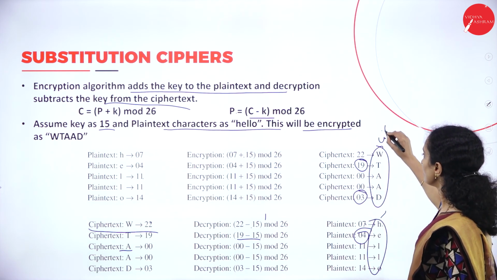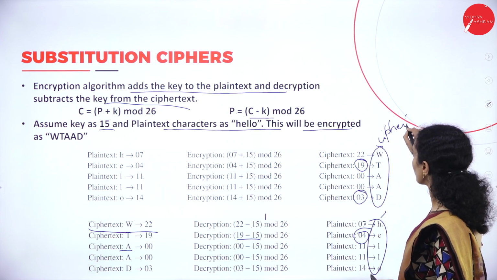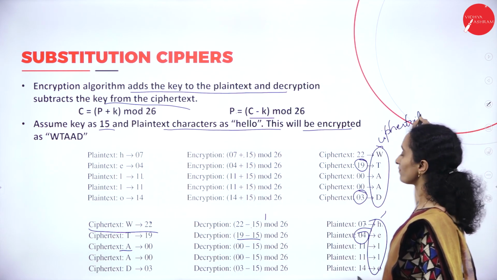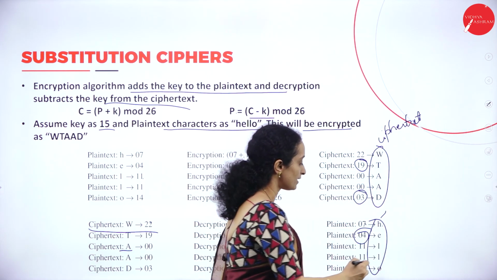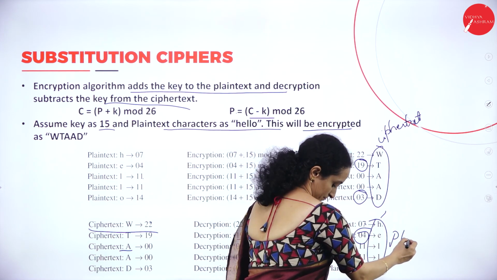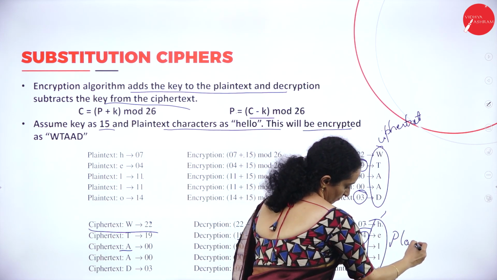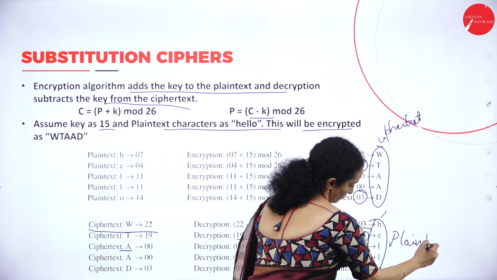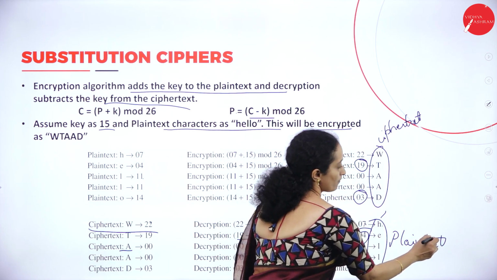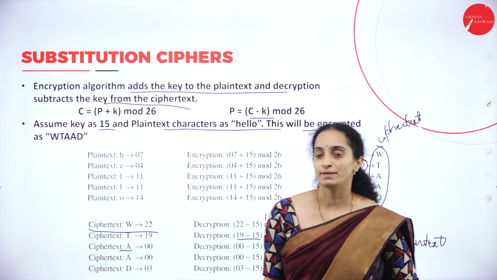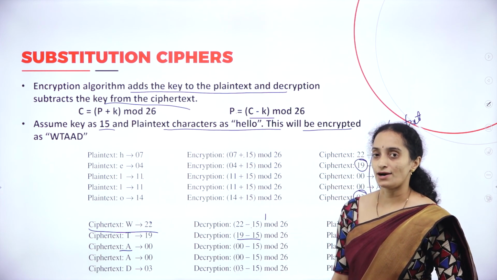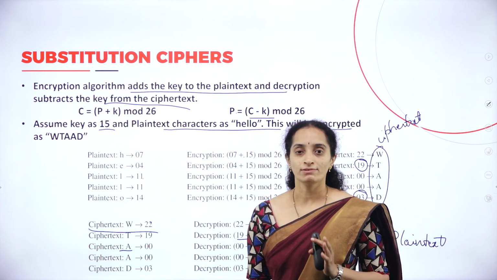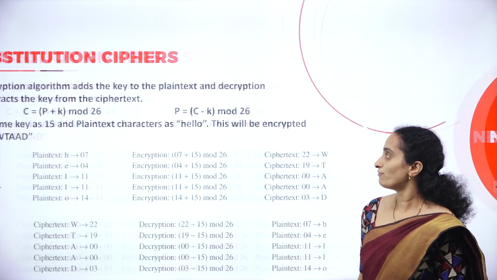This is the cipher text and this is the plain text. This is how a simple additive cipher works.